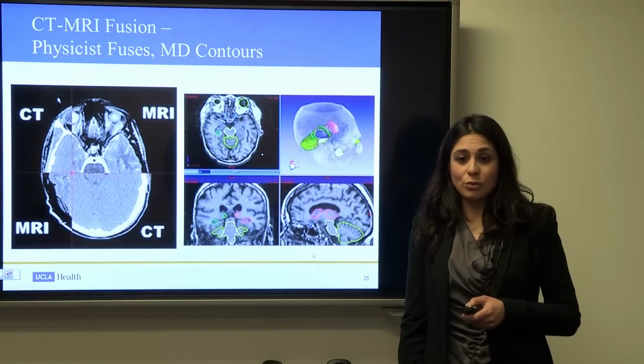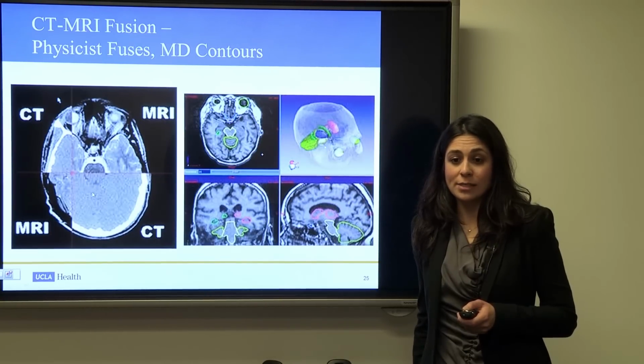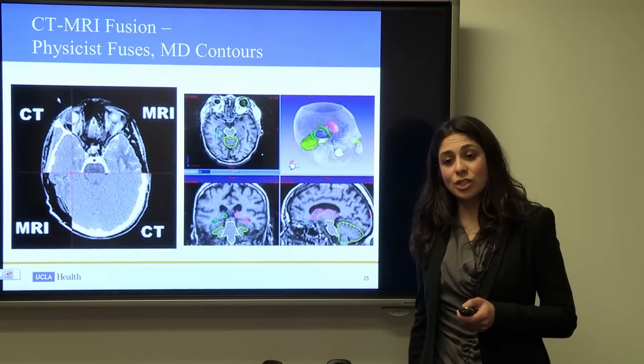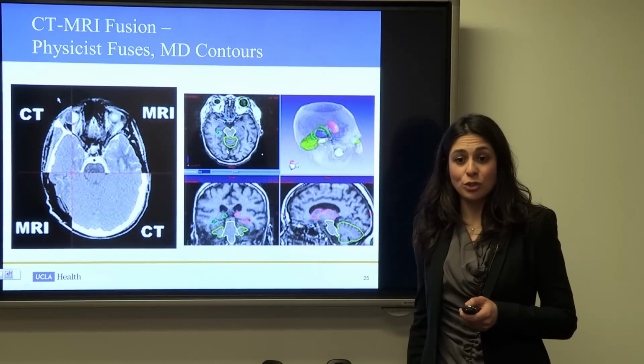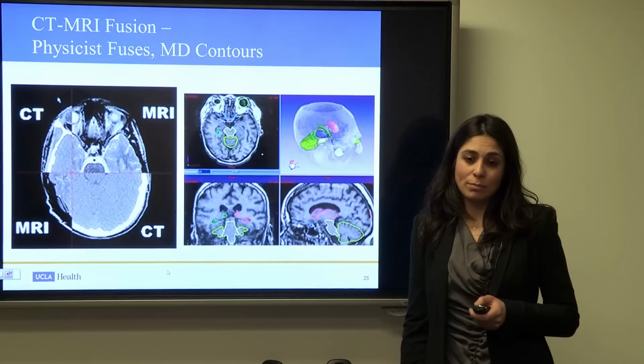Then what we like to do is we like to fuse the CT to the MRI. And here on the left, you can see that this is the CT part of the image. And it's fused with the MRI, and we're checking here to make sure it's precise. Then the physician actually contours on the MRI both the tumor and the normal structures, and that transfers over to the CT, and then the physicist uses that CT to do the planning.